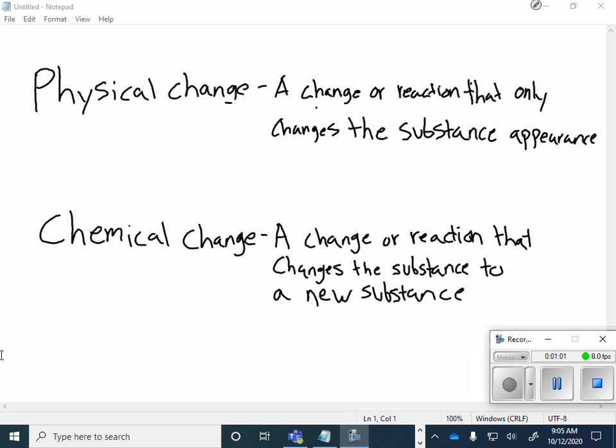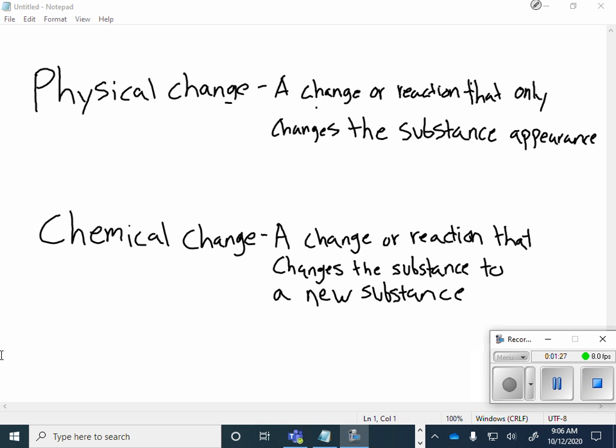A chemical change is a change that you not only change the appearance, a chemical change is a reaction that changes that substance into a whole new substance. So if I were to take a lighter and light the pencil on fire, that would be a new substance after I did that, which would be a chemical change.